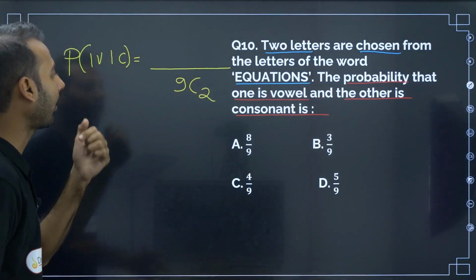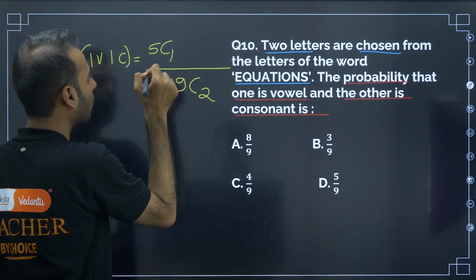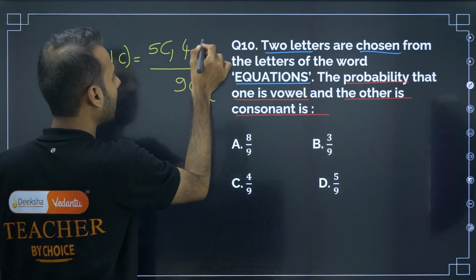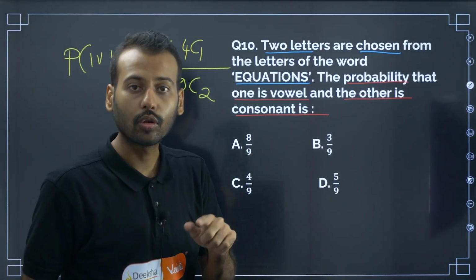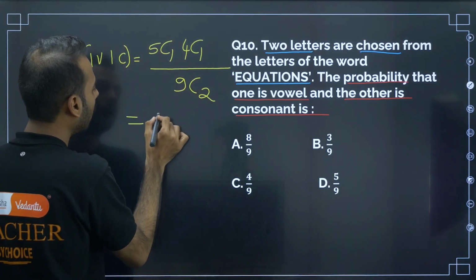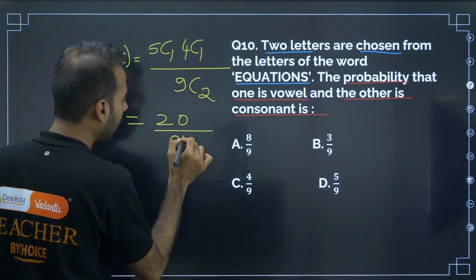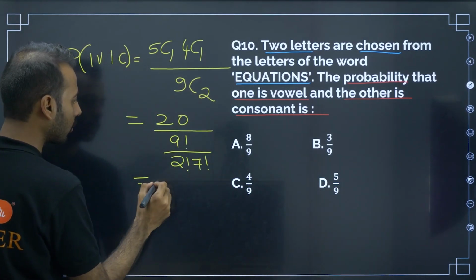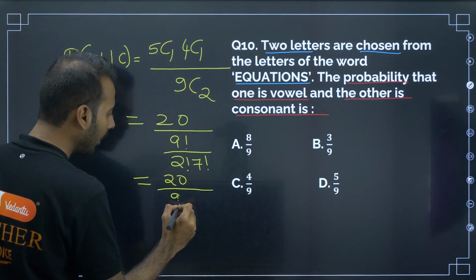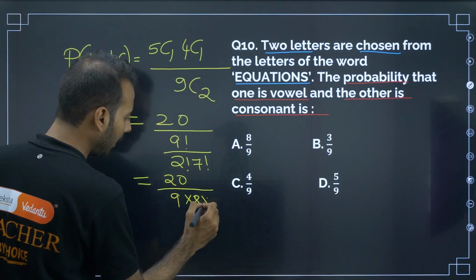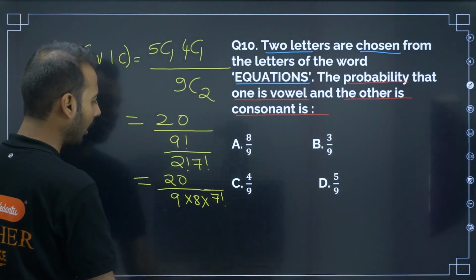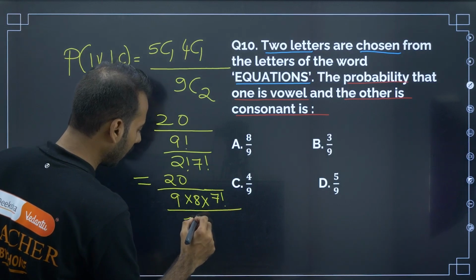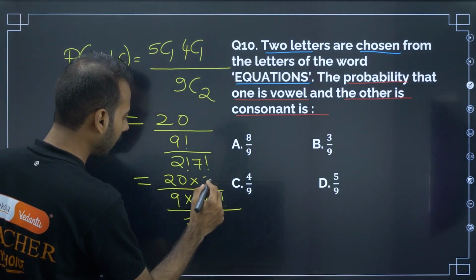Next, 1 is a vowel. How many vowels are there? 5 vowels are there, and from that we choose 1: 5C1. Next, 4 consonants are there, from which we choose 1: 4C1. So 5 fours are 20, divided by 9 factorial over 2 factorial into 7 factorial. So 20 divided by 9 into 8 into 7 factorial, by 7 factorial into 2 factorial into 2.